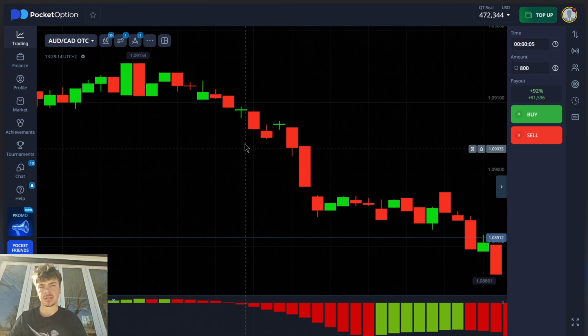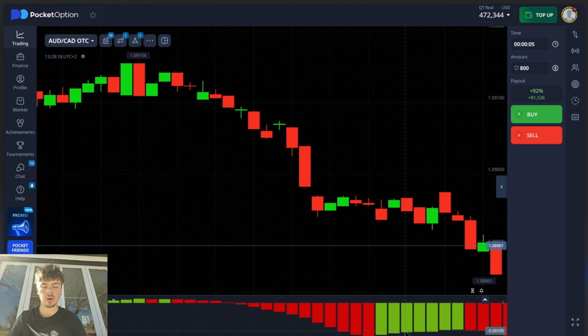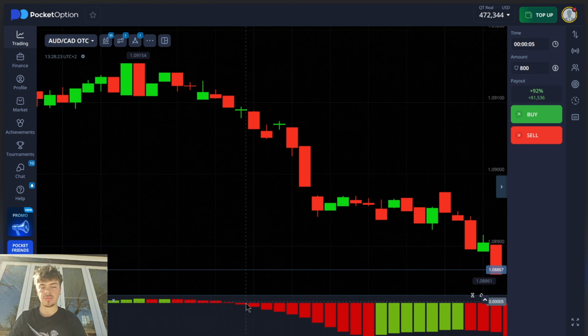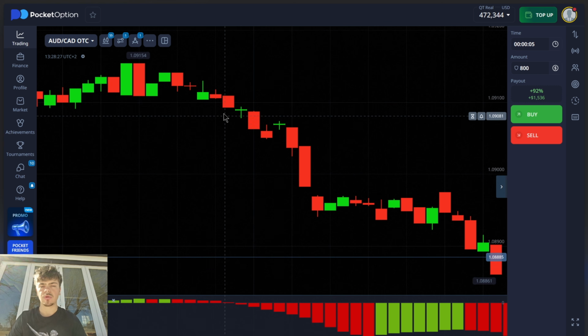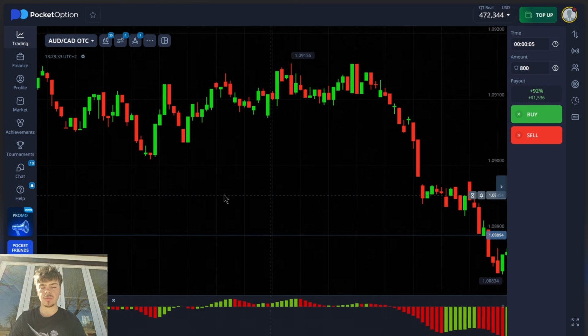Now, because these are 5-second candles, that ensures that we can take trades on each and every single one of these candles all the way until a green bar appears. Because we see that the red bars start forming below the zero line and start to grow in size, we would take sells in each and every single one of these candles until we got a green bar that appeared. The opposite would be true for a buy.